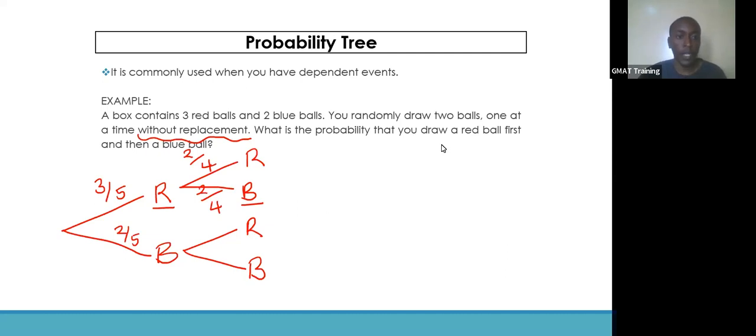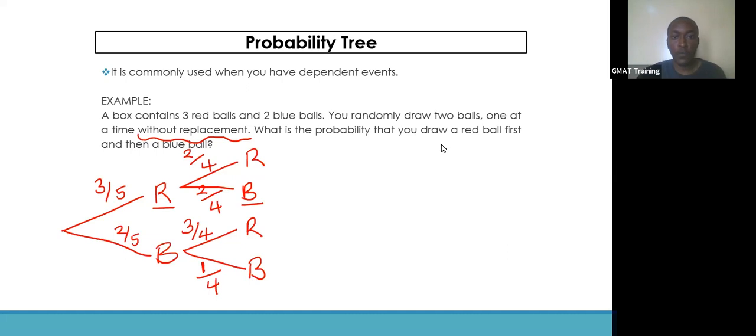Then for the blue ball, after picking the blue ball as the first choice and the red ball as the second choice, you'll have 3 red balls left out of, since you've already picked a blue ball, 4 balls. And we also have a total of 4 balls after picking the first blue ball. That means you're left with 1 blue ball, and these are the probabilities.